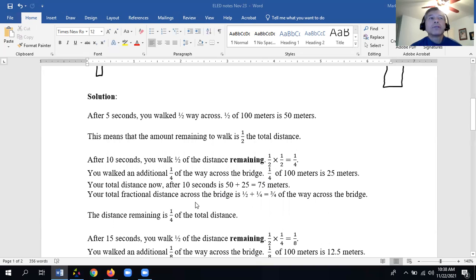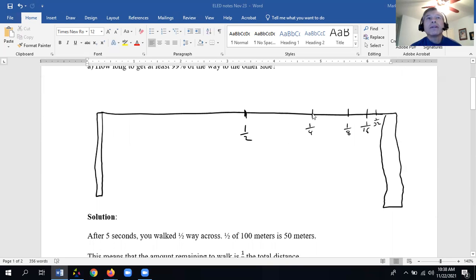Your total fractional distance across the bridge is you went 1/2 the distance across the bridge in 5 seconds, and then you went 1/2 of that 1/2 remaining, which is 1/4 of the distance in another 5 seconds. When you add 1/2 plus 1/4, get a common denominator. This is 1/2 is 2/4, and 2/4 and 1/4 is 3/4. So now after 10 seconds, you walk 3/4 of the way across the bridge. The amount of distance remaining in terms of a fractional distance is 1/4. You've covered 3/4, and that whole distance, one whole distance minus 3/4, 1 minus 3/4 is 1/4 of the distance left. So at this point, you're right here, okay?